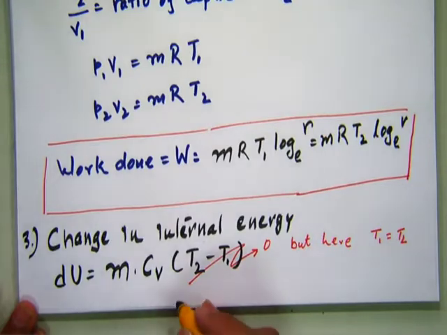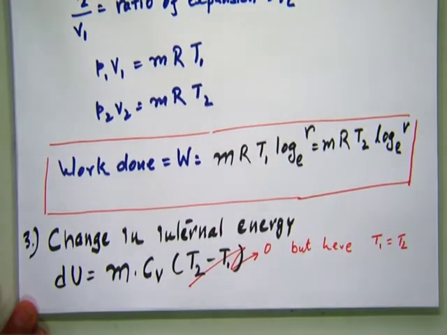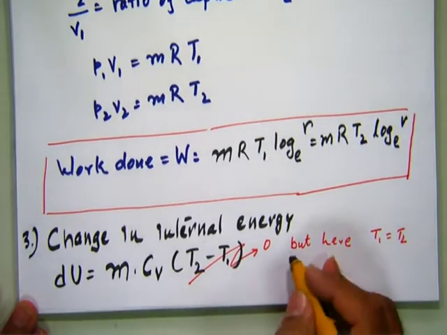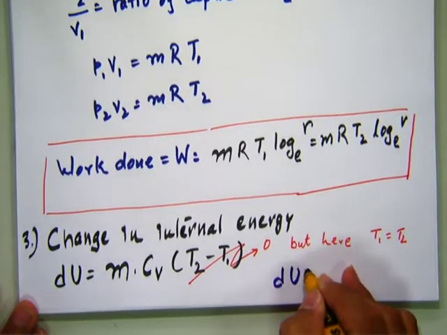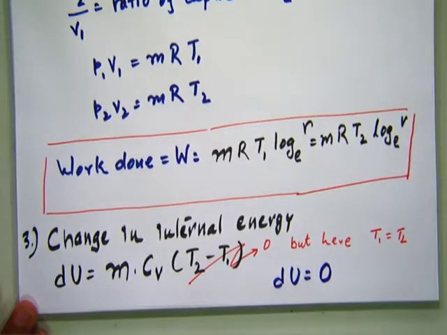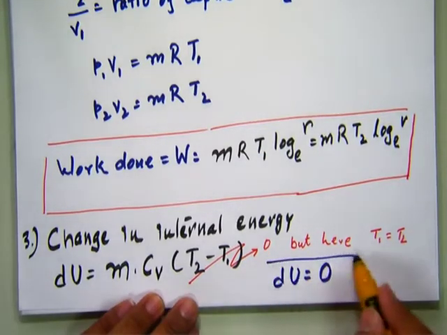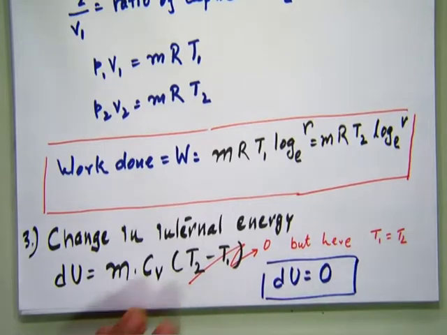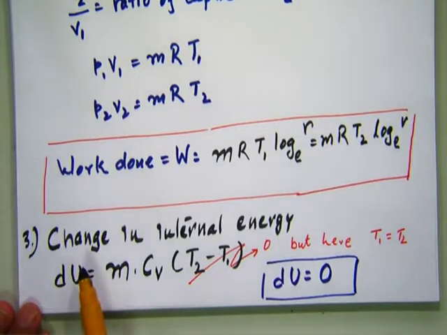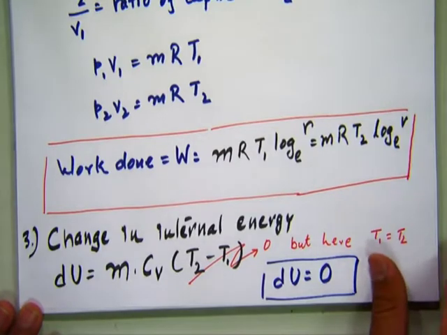Hence, change in internal energy, that is du, is equal to 0. So we can conclude that in an isothermal process, the change in internal energy is 0. So it is the constant internal energy process. It is called constant internal energy process.